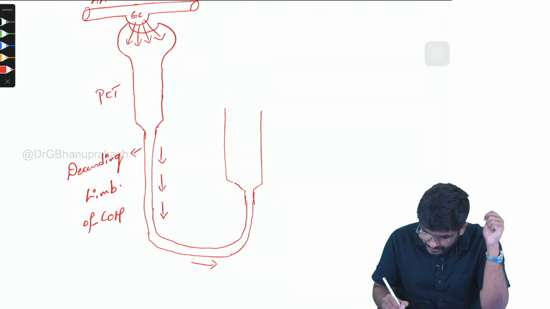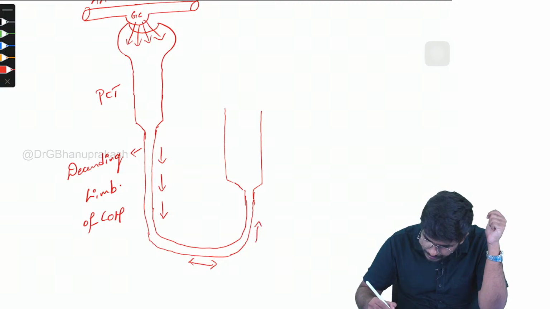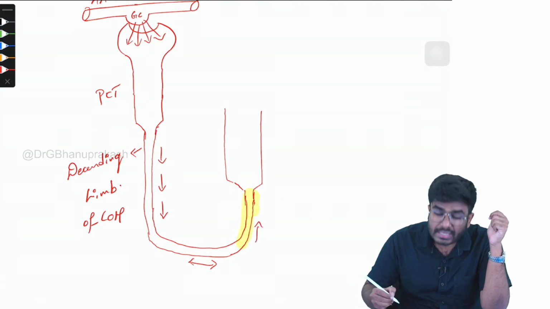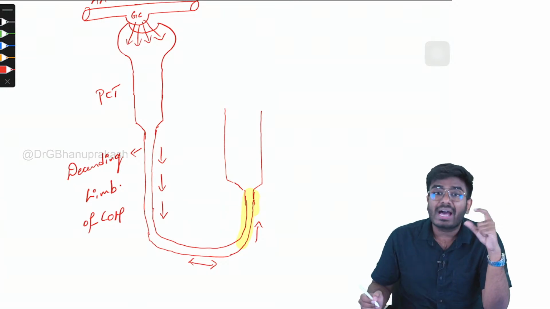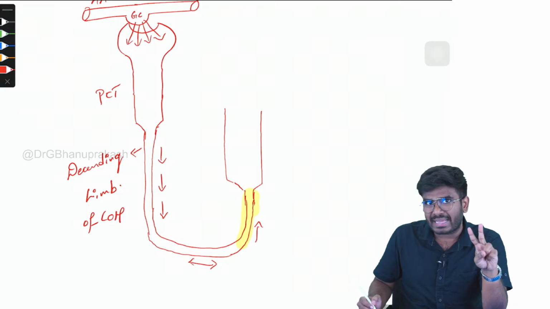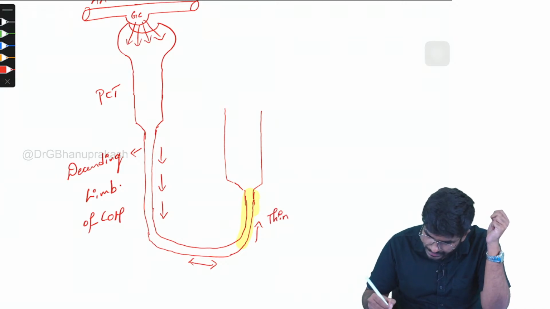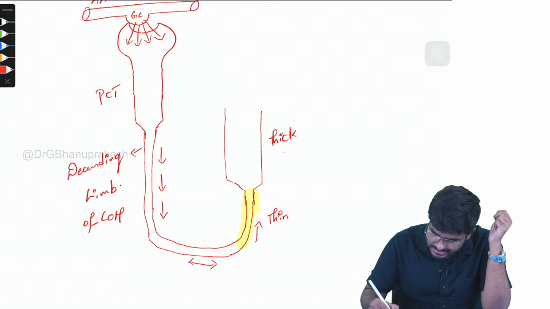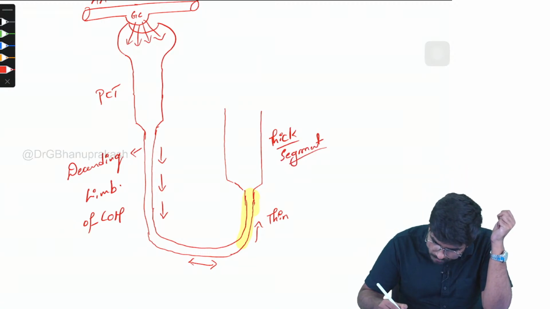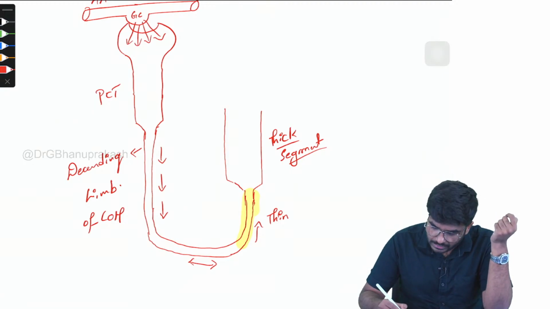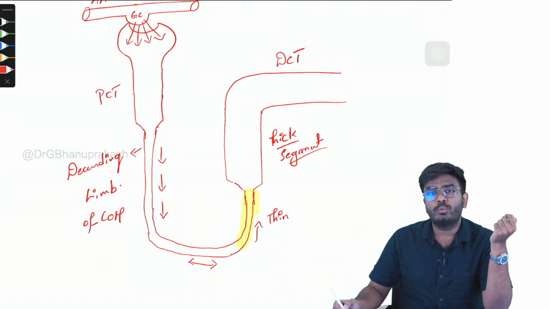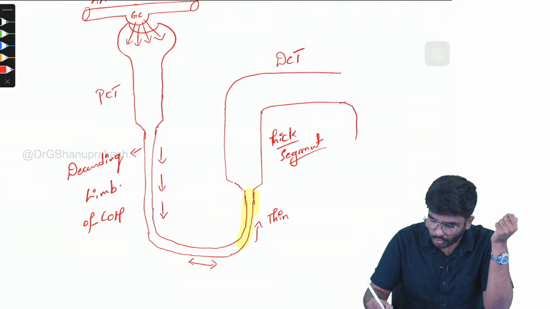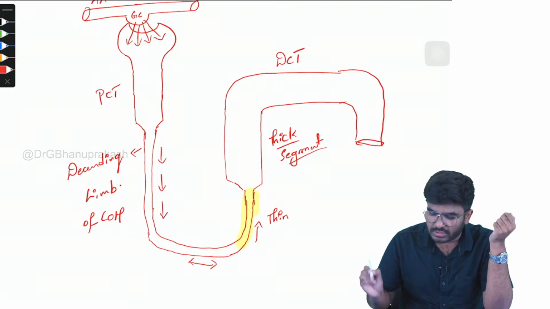Now this area is the hairpin turn, and this part is the ascending limb of loop of Henle, but it is the thin ascending part. So the ascending limb of loop of Henle has two parts again: a thin segment as well as a thick segment. Now after the ascending limb of loop of Henle, next you will have the distal convoluted tubule, followed by the collecting tubules and collecting ducts.